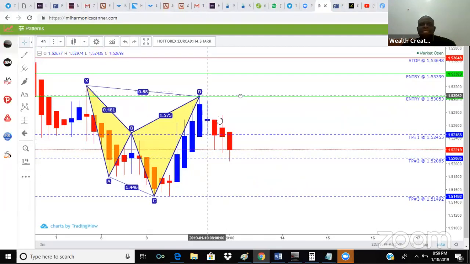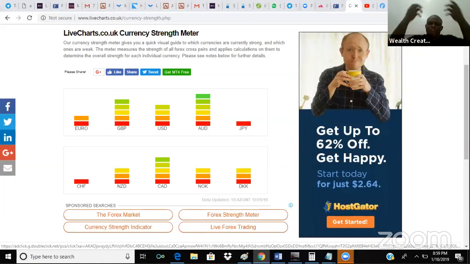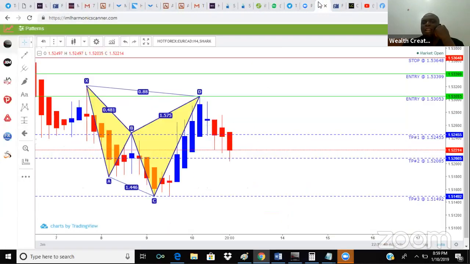Harmonic Scanner said sell. Why will I sell here? Because the Canadian dollar is strong, the euro is weak. So because of my previous understanding, previous information in the market, I begin to understand and I can merge it together. Look at this.